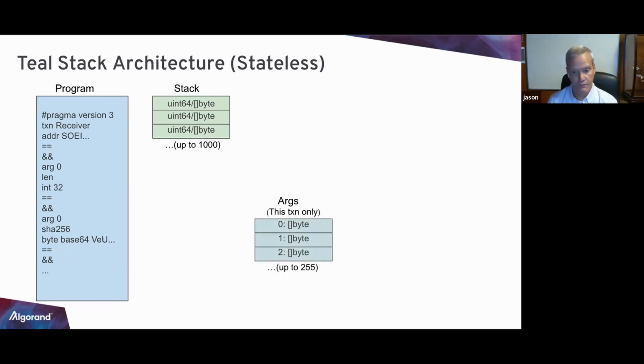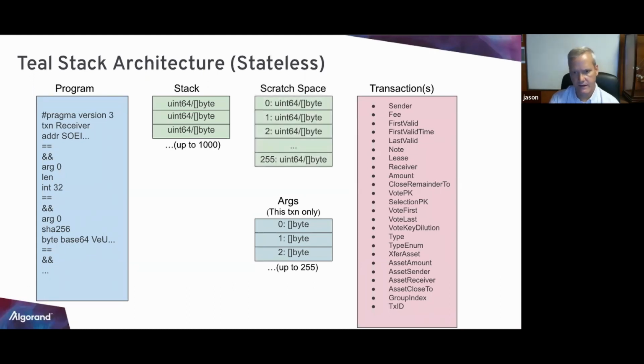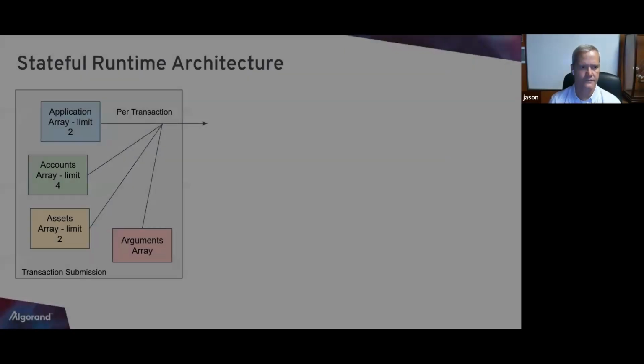You have a set of arguments, up to 255 arguments in a stateless architecture, that you can pass to the TEAL program, and you saw that in the slide before. And then here are some of the transaction properties you can get access to, like who the sender is, the fee, the first and last valid, the note in the transaction, the amount of the transaction, those types of things. And then finally, I have a little scratch space, up to 255 slots, where I can store temporary values. So that's basically what the stack architecture looks like. And don't let this scare you, because wait till you get to where we're actually running code and I'll show you. It's not that difficult.